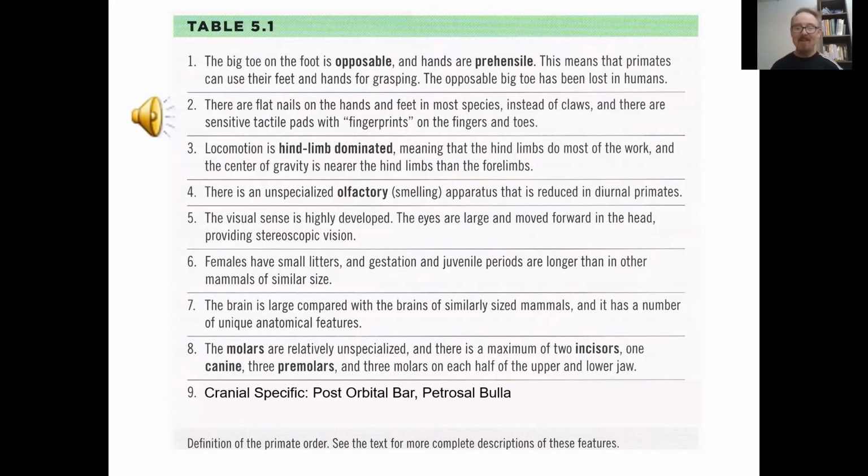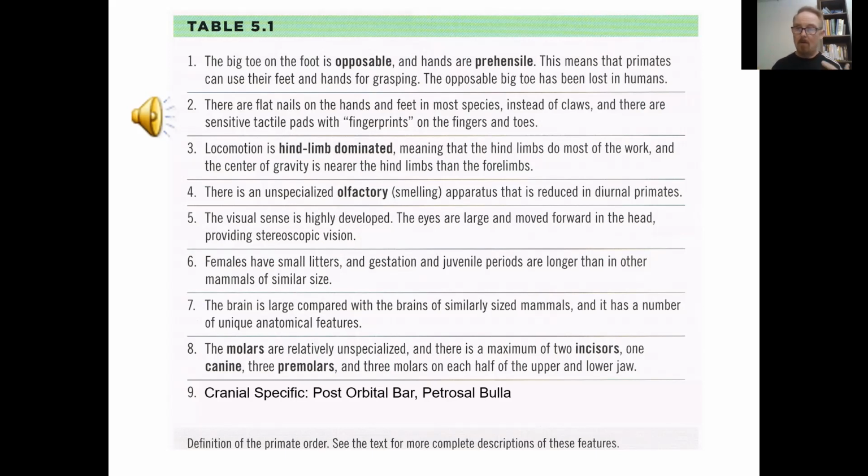Now, point number 9. This is a very cranially specific sort of stuff here. Post-orbital bar is important. This is an important one, and you can touch it right here. So you can feel it around the ring around your eye, that bony ring around your eye here. That's it. There's your post-orbital bar. And not many forms of mammals have these things. Now, horses and lemurs have post-orbital bars.